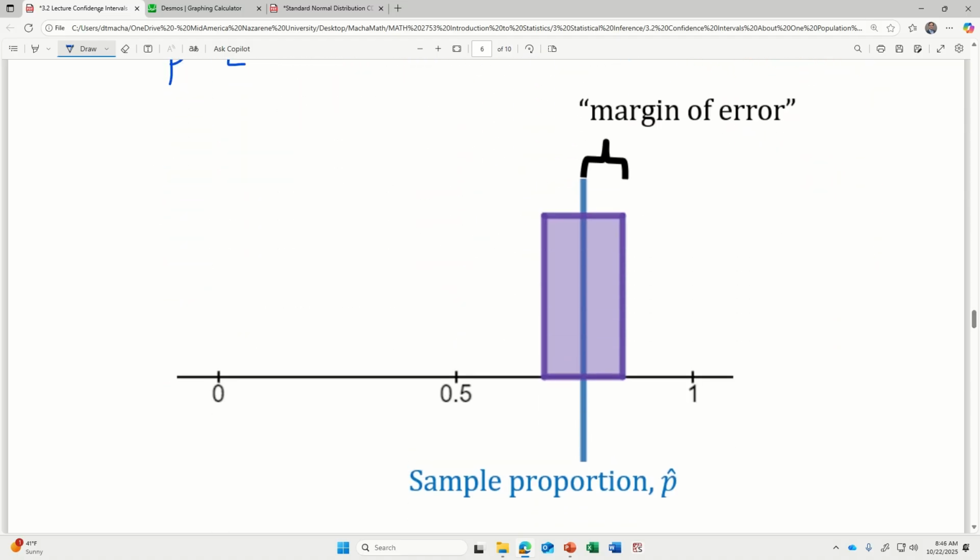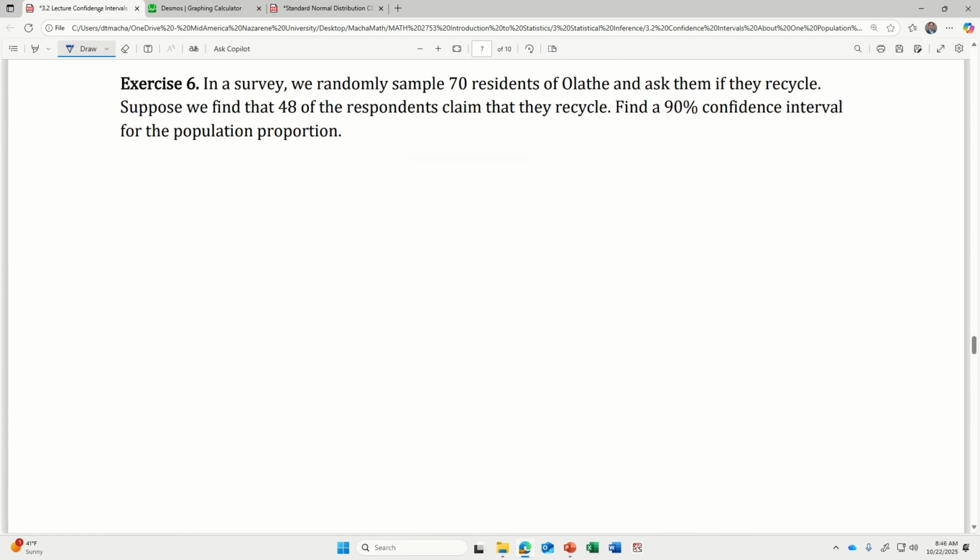So here's a picture of what this might look like. Remember, the sample proportion that we calculate is going to be in the direct middle. That's the center of my confidence interval. And then the confidence interval has a width that's 2 times the margin of error. So here's how we do it. We'll do an example.